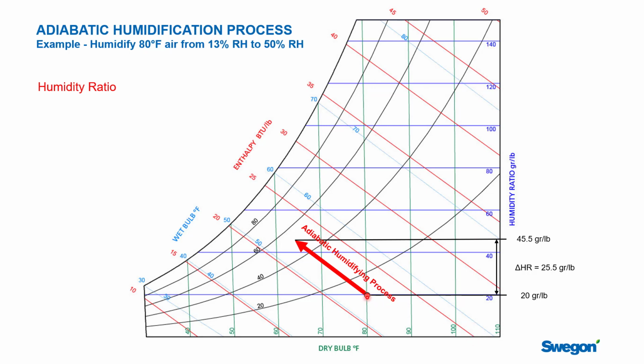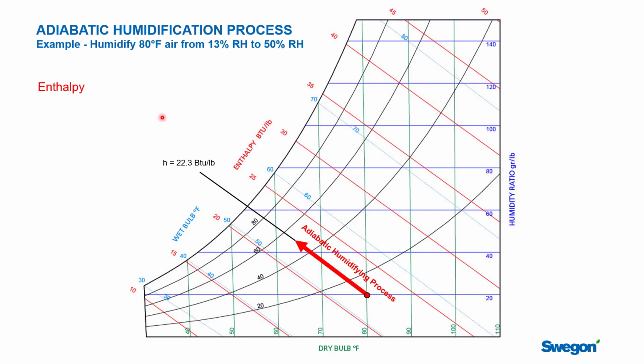All right. So we started here at 80 degrees and about 13% RH. We did an adiabatic humidification process here and raised this humidity from 20 grains to 45 grains per pound. So we took sensible energy that was already in the air, used it to boil water to convert it from a liquid to a gas, and we raised the amount of water molecules in this air from 20 grains per pound to almost 46 grains per pound.